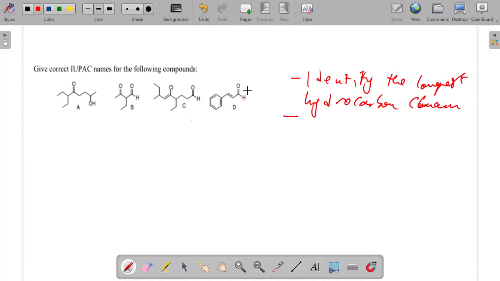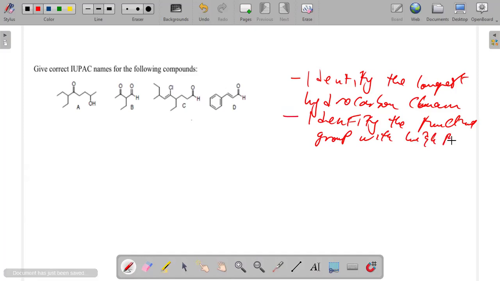is having functional groups. Okay, so in the case where you're having a compound with a functional group, you need to identify the functional group with the high priority, isn't it? So identify the functional group with the high priority.